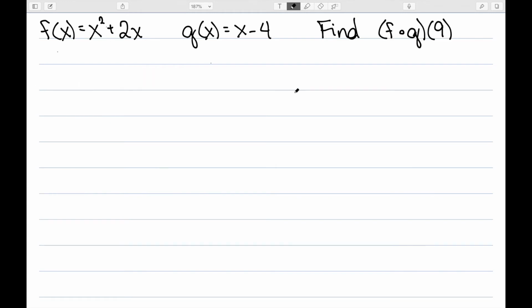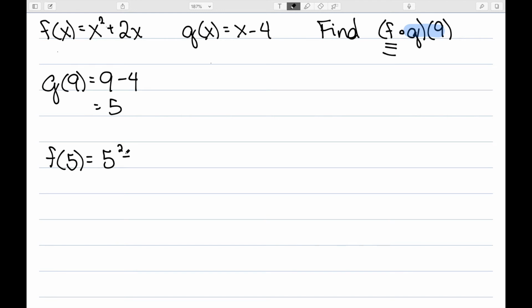I now want to find f of g of 9. So I use different notation here, but it's still the exact same thing as the previous idea. We want to start by finding g of 9. That would be 9 minus 4, or 5. I then use 5 as the input for my next function, which is f. 5 squared plus 2 times 5. This will be 25 plus 10, or 35.